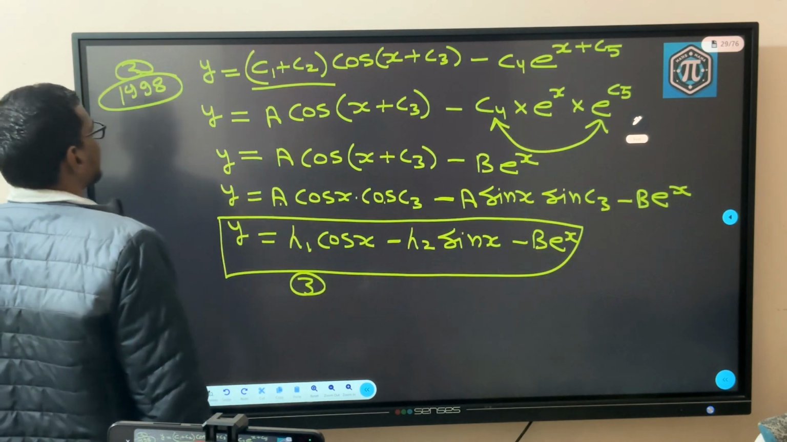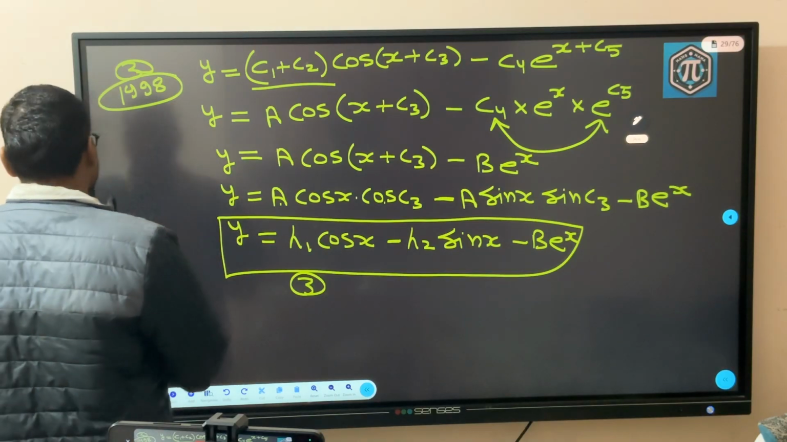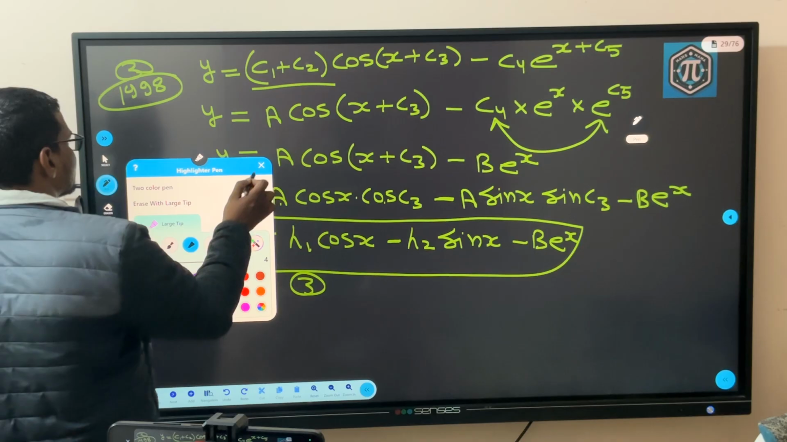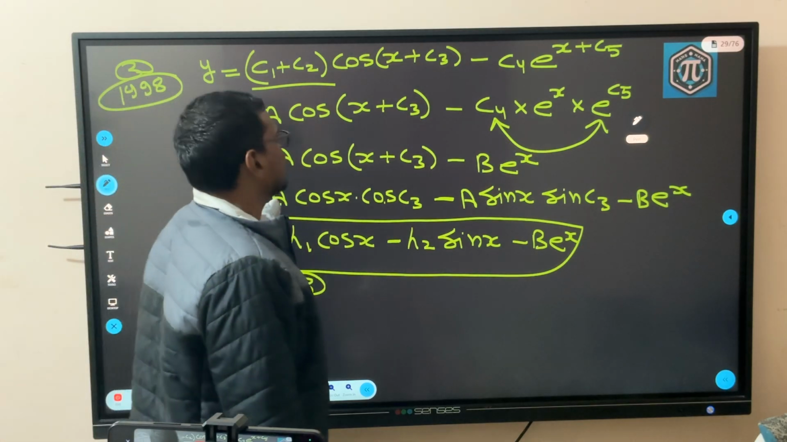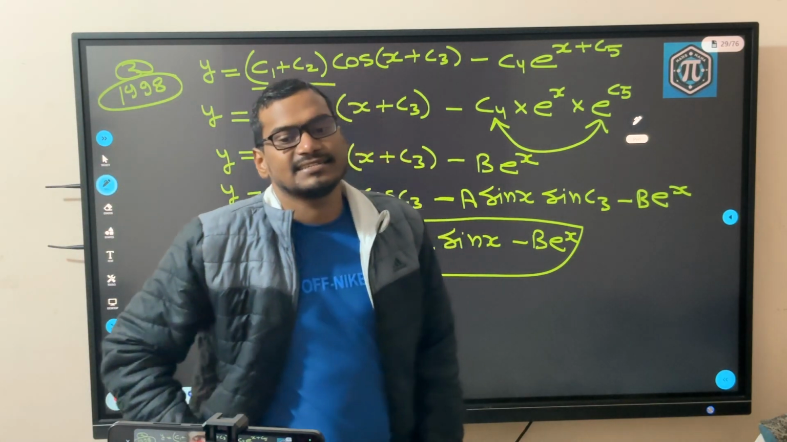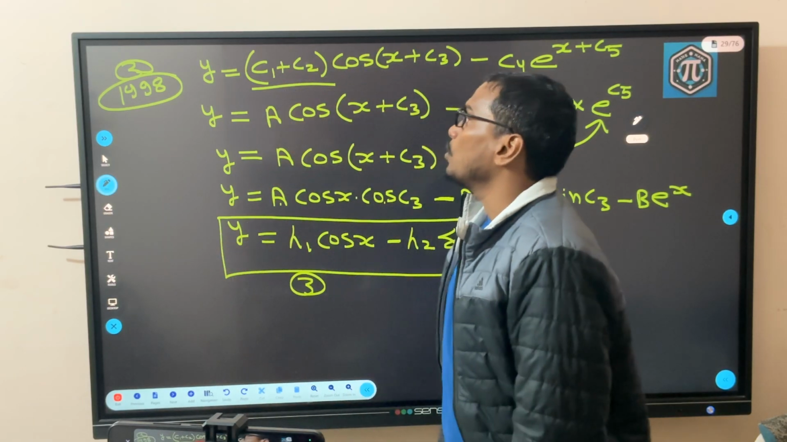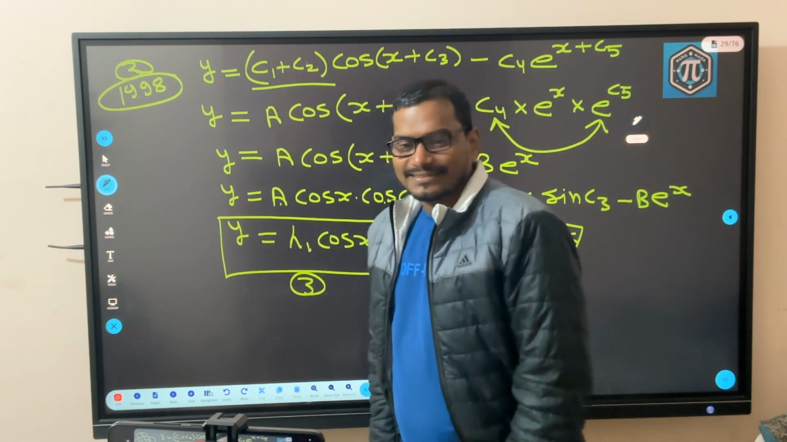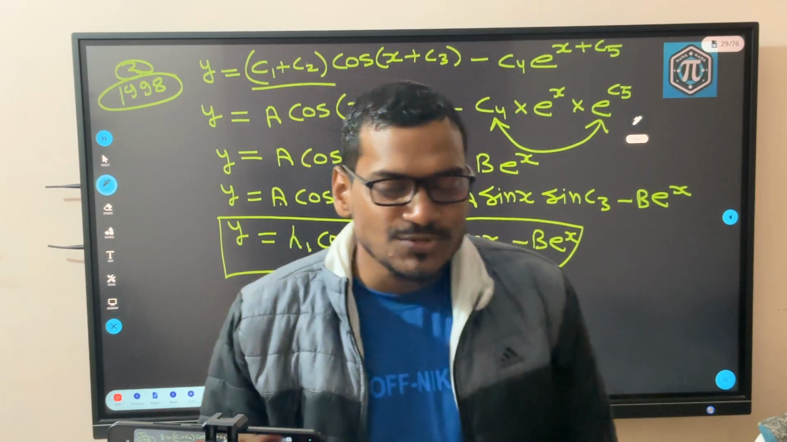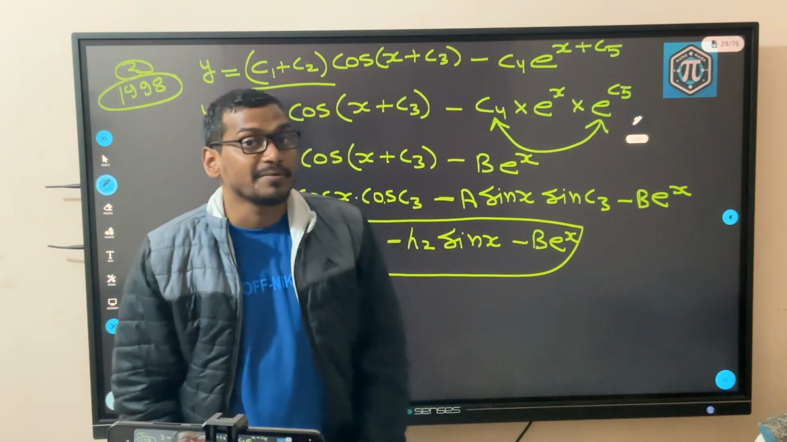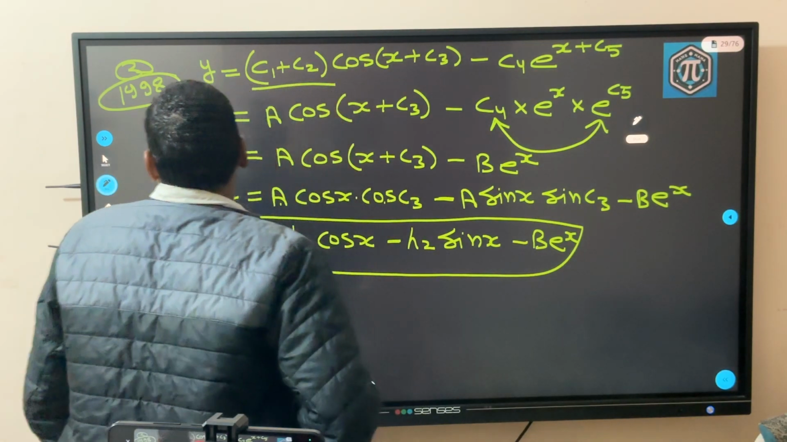Alright, so this was the second question. Now we come to the third question. See, many of you must be surprised that why I am taking 1998. Why am I taking this much old PYQ? Right? So, just to clear your concept of counting the total number of arbitrary constants. See here.